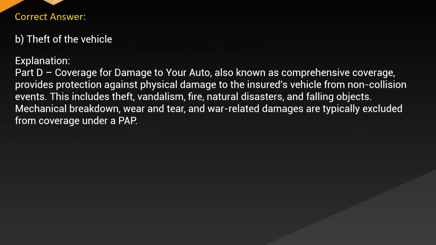Correct answer: B. Theft of the vehicle. Explanation: Part D. Coverage for damage to your auto, also known as comprehensive coverage, provides protection against physical damage to the insured's vehicle from non-collision events. This includes theft, vandalism, fire, natural disasters, and falling objects. Mechanical breakdown, wear and tear, and war-related damages are typically excluded from coverage under a PAP.